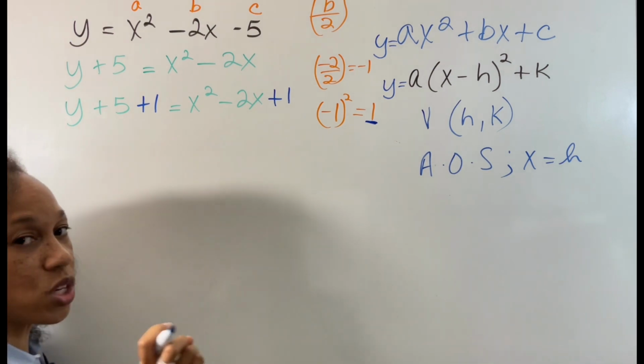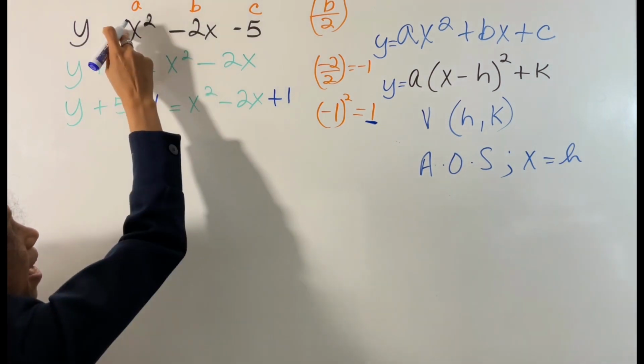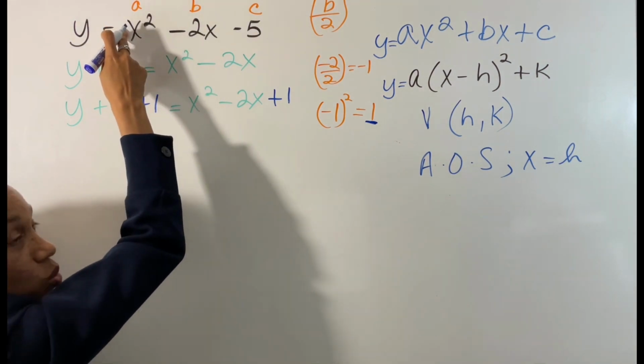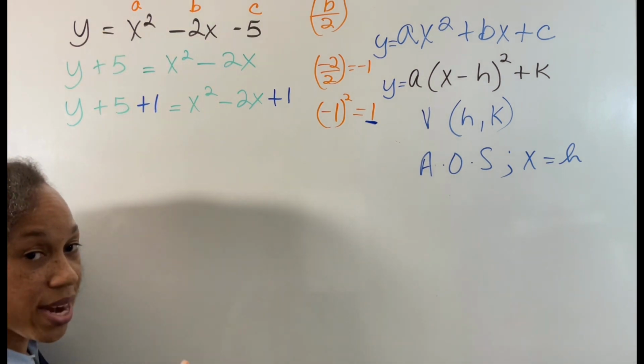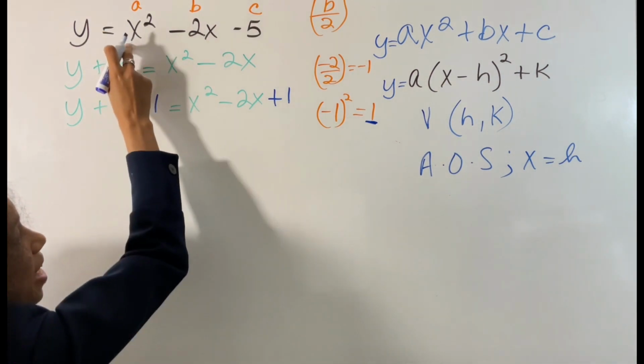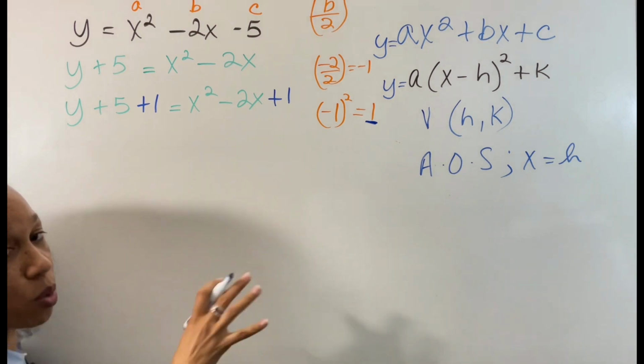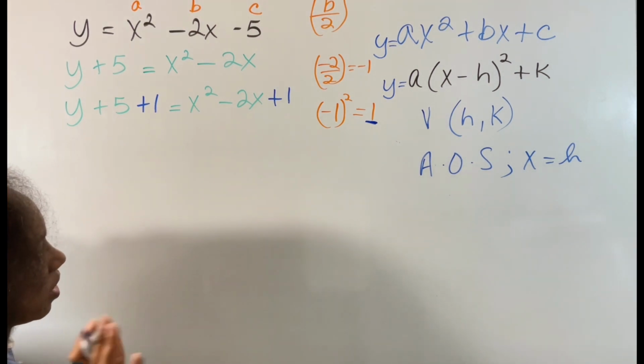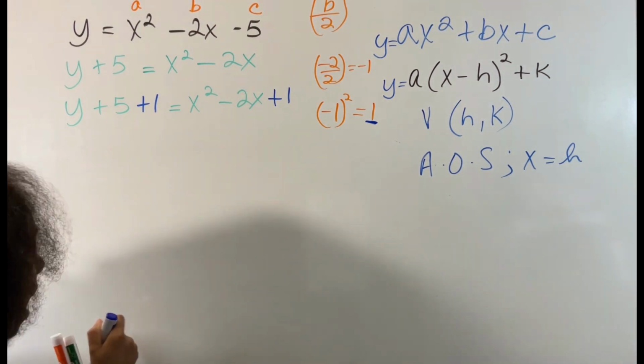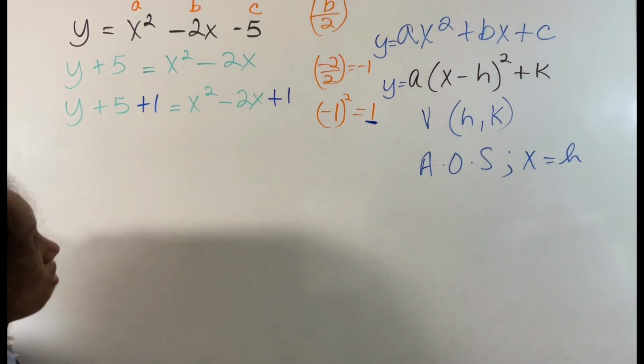Now what you must note is that this is because a is equal to 1 in this case. If a is greater than 1, then you have to take the a value and multiply it by that number, which I will show to you in the next example. But for now, we are going to focus on what we have here.